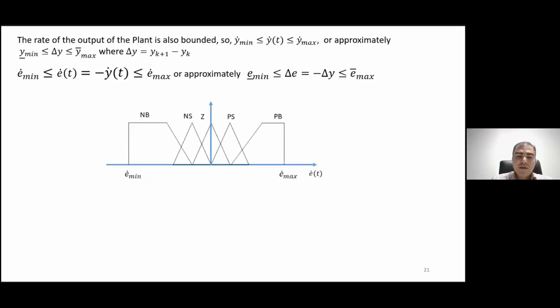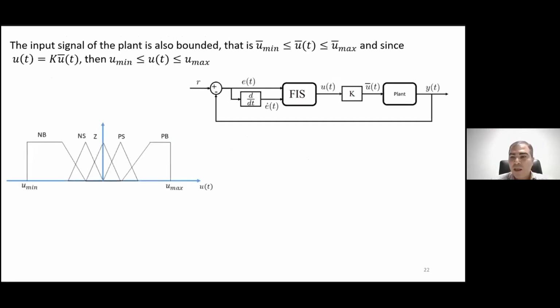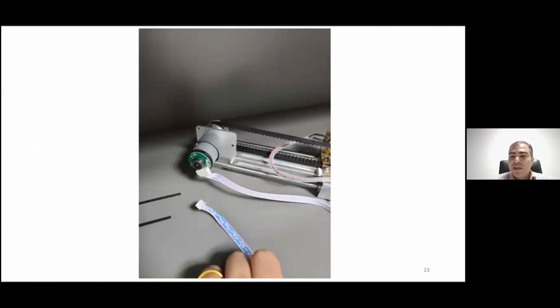And we can consider some of the sets as the values of the input of the plant, which is equivalent to the control signal, and label them. In the case of the inverted pendulum system, we can find the maximum and minimum voltage of this motor, based on which some fuzzy sets can be considered. The maximum and minimum voltage of this motor is also the maximum and minimum value of the control signal, or the input to the plant.